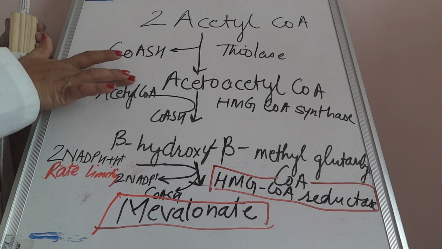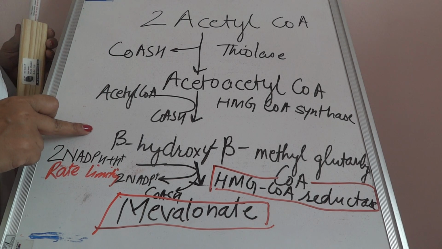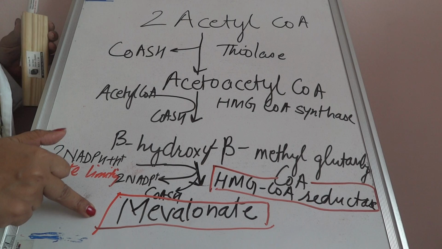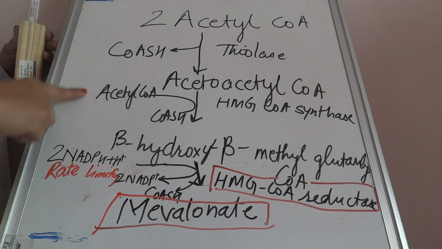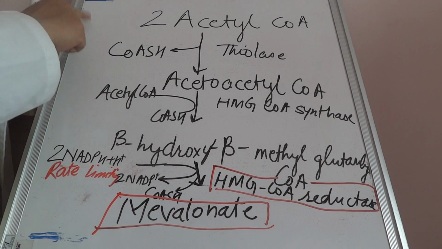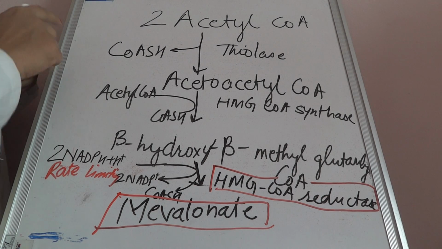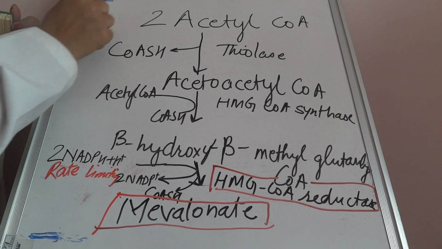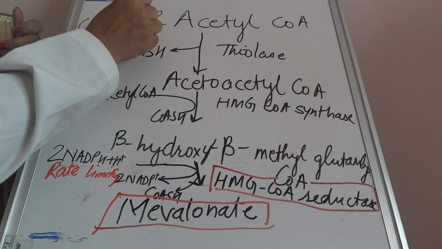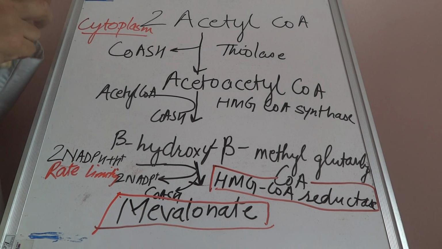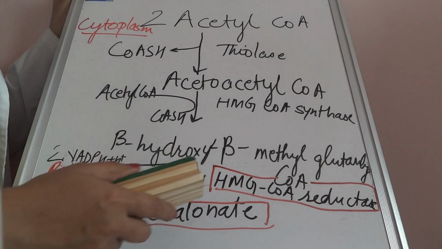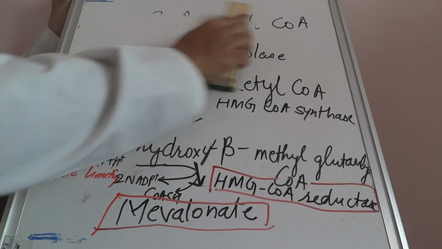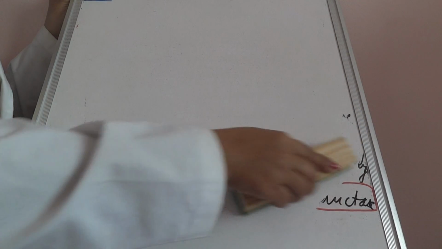2 acetyl CoA forms acetoacetyl CoA, which forms beta hydroxy beta methyl glutaryl CoA, which forms mevalonate. The reactions till the formation of HMG CoA are similar to the formation of ketone bodies, but the only difference is that this all takes place in cytoplasm. So this all synthesis is taking place in cytoplasm, and the rate limiting enzyme is HMG coenzyme A reductase. Now we have formed mevalonate, and from mevalonate we will form isopentyl pyrophosphate.